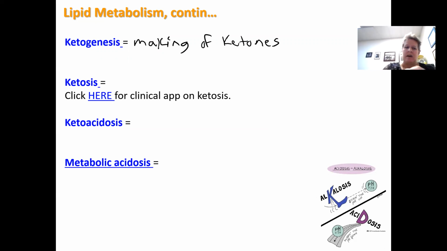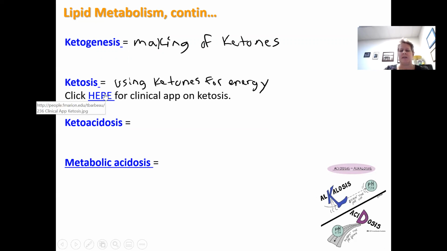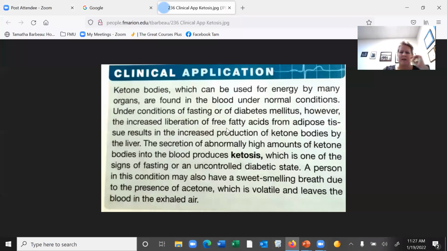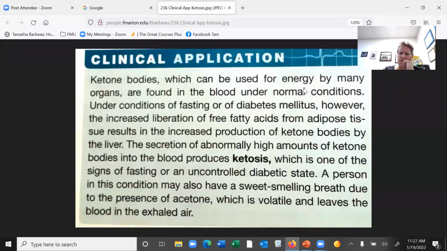The making of ketones. Ketosis is using ketones for energy. All right, and that's when it's in the bloodstream and the cells are using it. So if you click here when you're looking at the online PowerPoint, ketones can be used for energy by many organs, and are found in the blood under normal conditions, but not in high amounts. If you're fasting, skipping meals, you're not getting enough carbohydrates. If you have badly managed diabetes, you're not managing blood glucose very well. And so the body turns to fat stores and liberates ketones and fatty acids from fat cells in the liver.